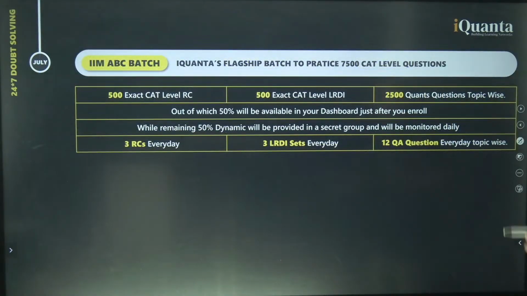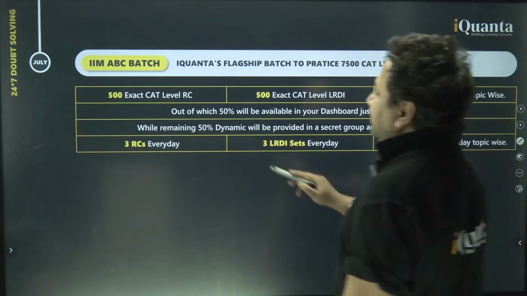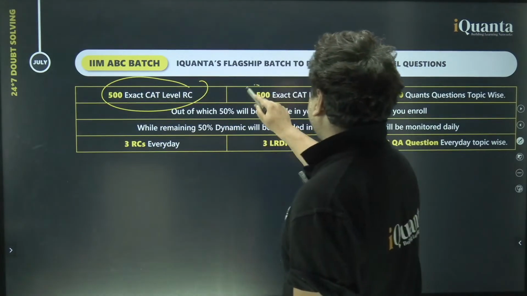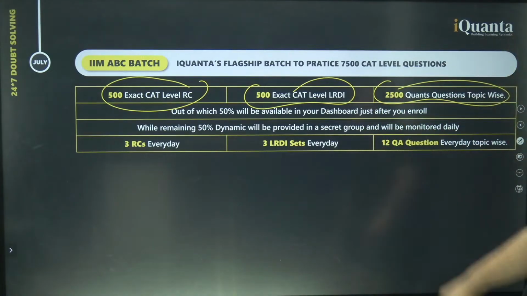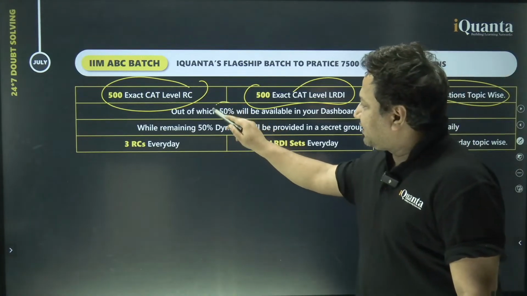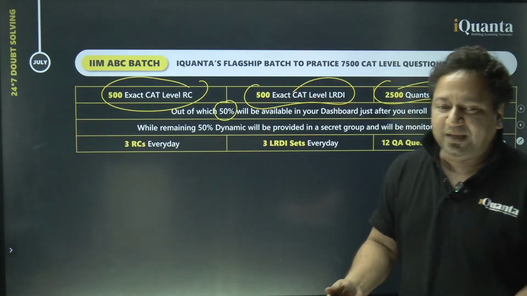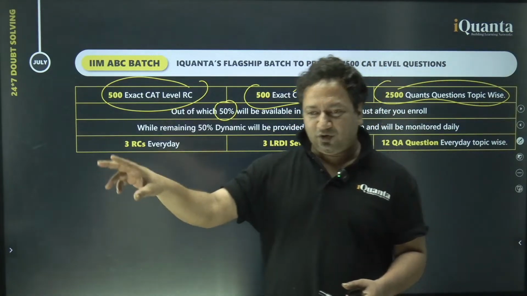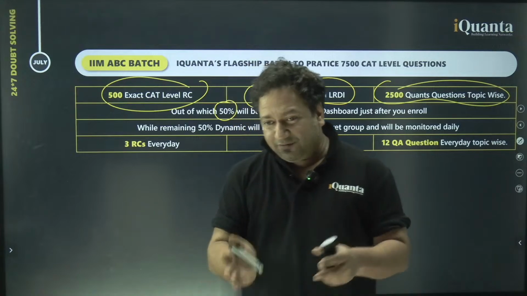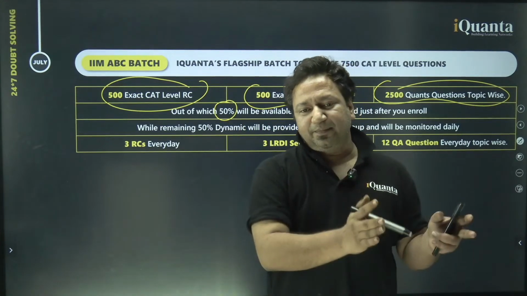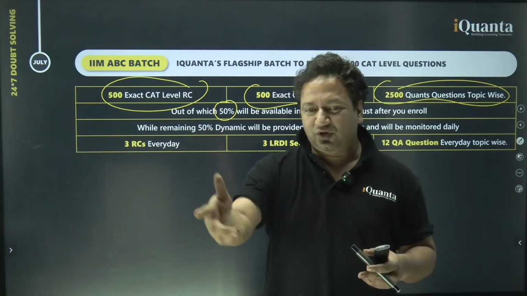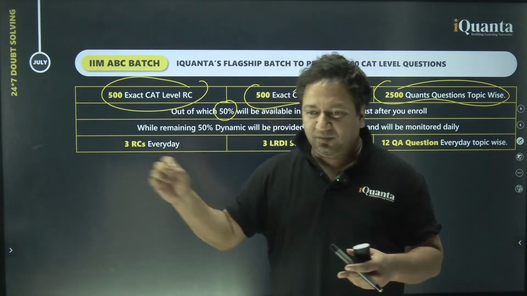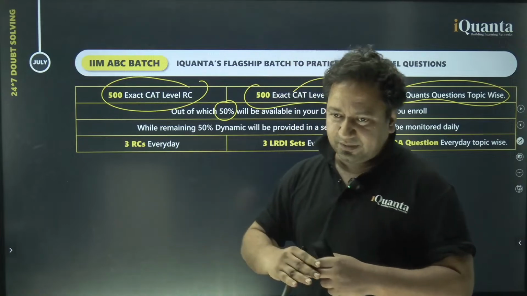Then the IMABC batch, what exactly it is: there are 500 CAT level RC sets, 500 CAT level LRDI sets, 2500 CAT level quants questions, and 50% will be there on the dashboard, which you can do self-paced. Like when you have time, you just open it and try to solve all the questions. And 50% will be dynamic. Dynamic means it will be done on the Facebook group in which questions will be given to you, and you'll be solving it, and then the correct solutions will be given to you. All right, 50% dynamic, 50% static.